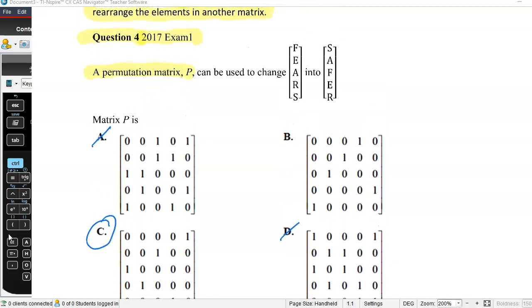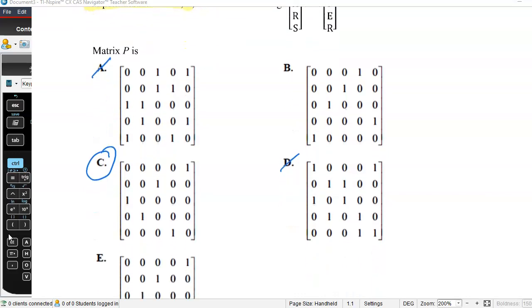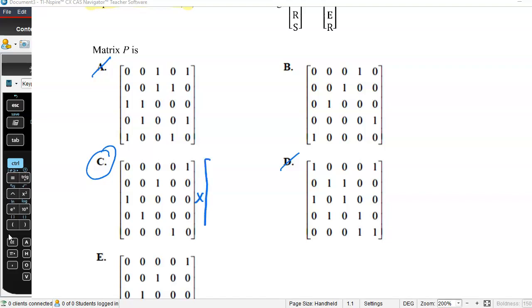Now, our permutation matrix we can see is a 5 by 5. Our original matrix is a 5 by 1. So I'll place this here. So FEARS. And let's go through why this is the answer.